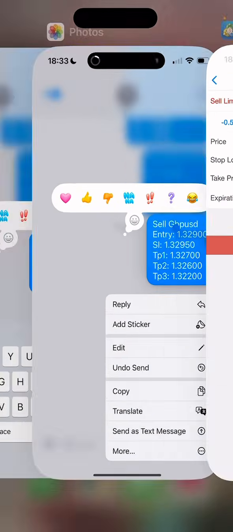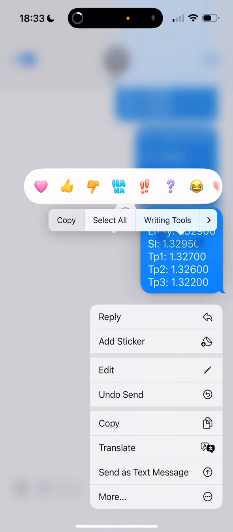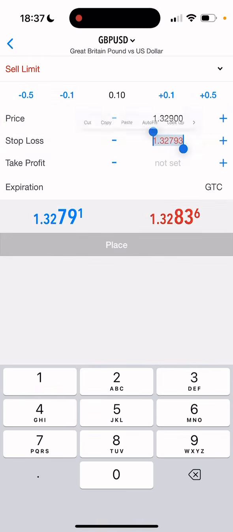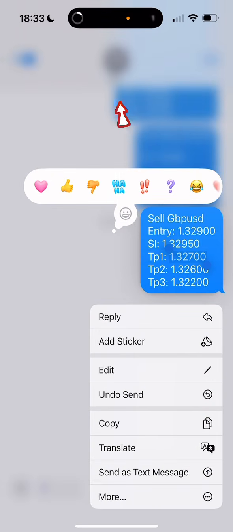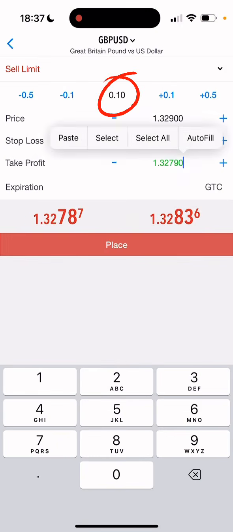What is the stop loss? Stop loss is given 1.32950. Copy and paste that into the chart. What is the take profit? We use take profit 1. Copy and paste that into the chart, into the place. Paste. That is simply it.